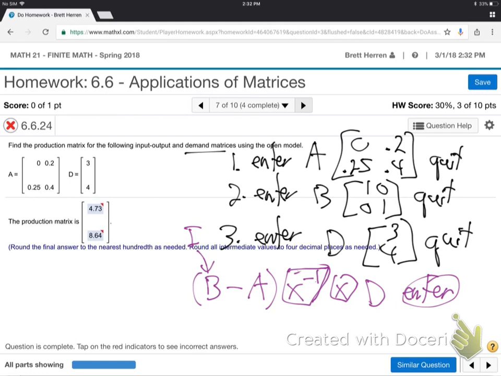So what is that? That's the amount. If we go back to the main screen, what that means is they've got to produce 4.73, whatever that is, tons of whatever, and 8.64, in order to have demand for the outside public of 3 and 4 tons or whatever. They got to produce more than that, because some is going to be used up in production. That helps you calculate what that's going to be.